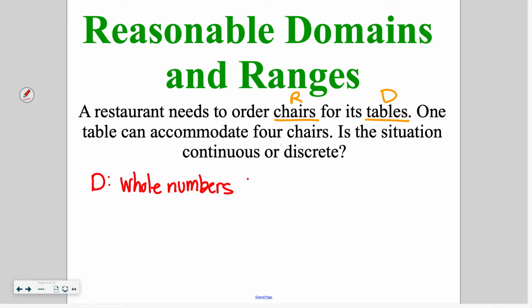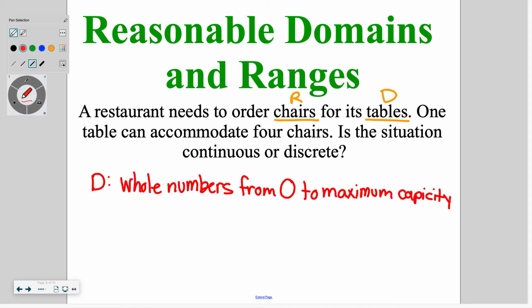Whole numbers from 0. And then since it doesn't give us how big the restaurant is, you can just say to maximum capacity, or until as big as they can get, or until they're full. Something along the lines to say you start at 0, you're counting by whole numbers, and it's going to keep going until they can't fit anymore.